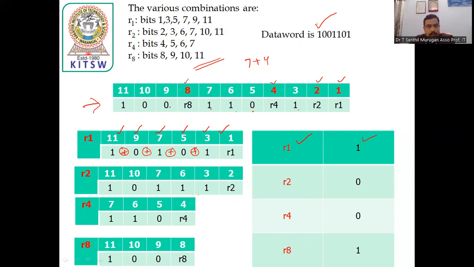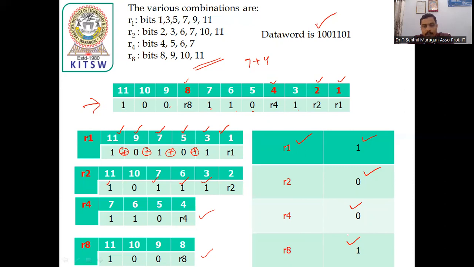Same like that R2. Here an even number of ones are there: 1, 2, 3, 4. Even number of ones, so we will give 0. After applying the XOR gate, we will get 0. Here again an even number is there, so I gave 0. Here only one 1 is there, so odd number means 1. So R1 equals 1, R2 equals 0, R4 equals 0, R8 equals 1.